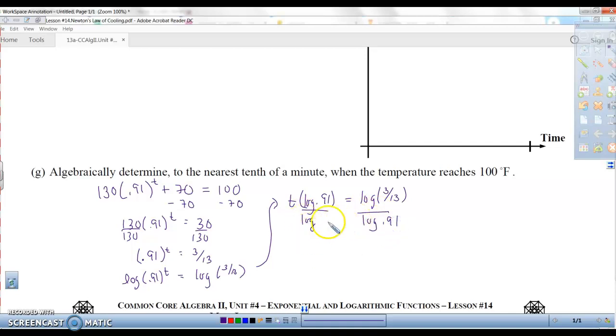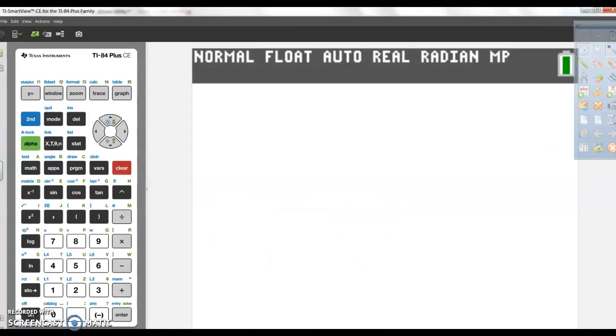This is what I want to put in my calculator: t equals log of 3/13 divided by the log of 0.91. I'm going to use my fraction key in my calculator, or you can do this on Desmos, it's fine. I'm going to do it with a fraction, which makes it a little easier.